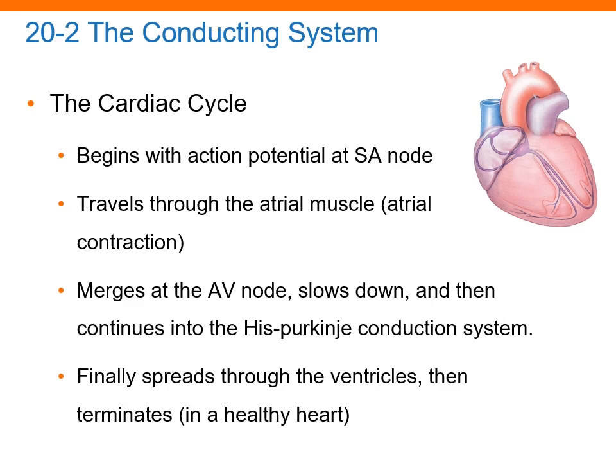So this is the intro to the cardiac cycle, even though we kind of talked about it to some extent already. The cardiac cycle begins with an action potential in the SA node, which happens automatically, right? There's no thought involved, no required central nervous system involvement. That travels through the atrial muscle to cause atrial contraction. That merges at the AV node, slows down, and then it continues to the His-Purkinje system. Finally, it spreads through the ventricles and terminates.